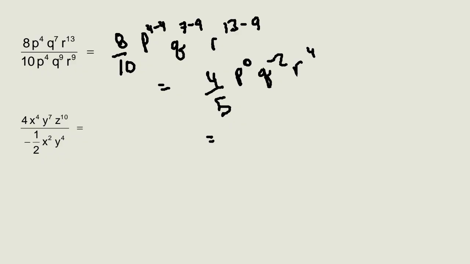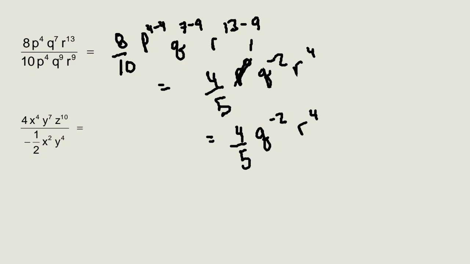So that p to the 0 becomes a 1. I'm just going to cross it out. You could write it as a 1, but again, why write a 1? It's not really going to change anything. It just adds more numbers to the mix that we don't need. So we get our final answer, 4 over 5, q to the -2, r to the power of 4.